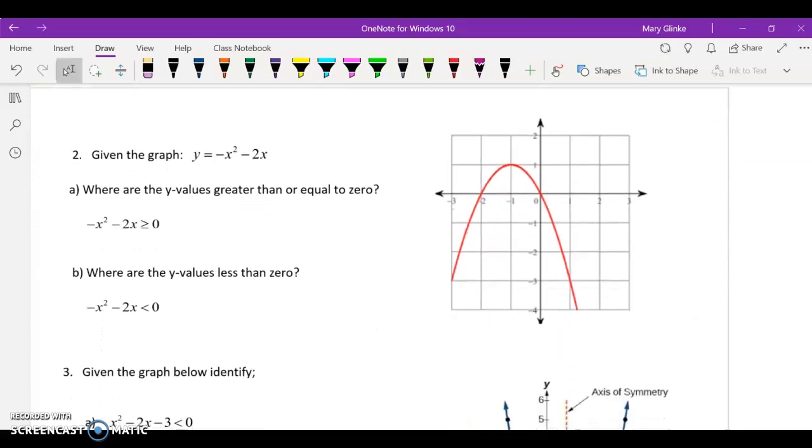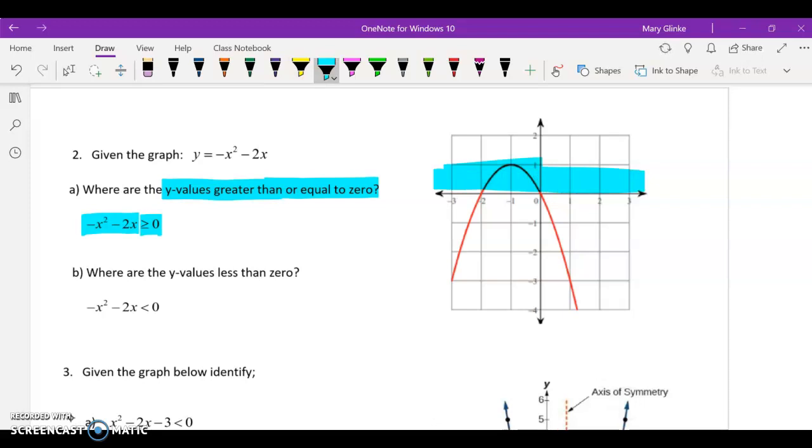Here we have our graph of y equals negative x squared minus 2x. We are looking for the y values greater than or equal to 0. So what we are being asked to solve is where our y values are greater than or equal to 0. So what we are looking for on this one is anything that's on this top half of this graph. So anything up here would represent where our y values are greater than or equal to 0. So we can see that it's this portion up here.